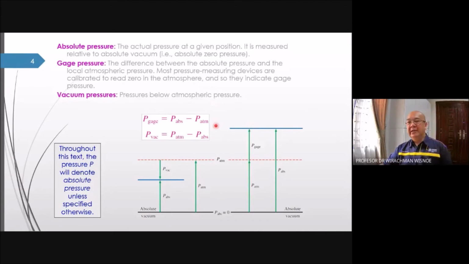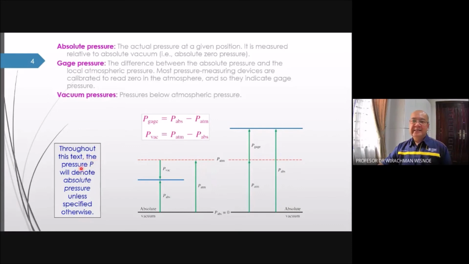Okay. On the other hand, if your system pressure is lower than atmospheric, the difference here we call it vacuum, and the absolute here is lower than atmospheric pressure. Why we call it vacuum cleaner? Because that cleaner produce lower pressure. So that lower pressure create suction effect.